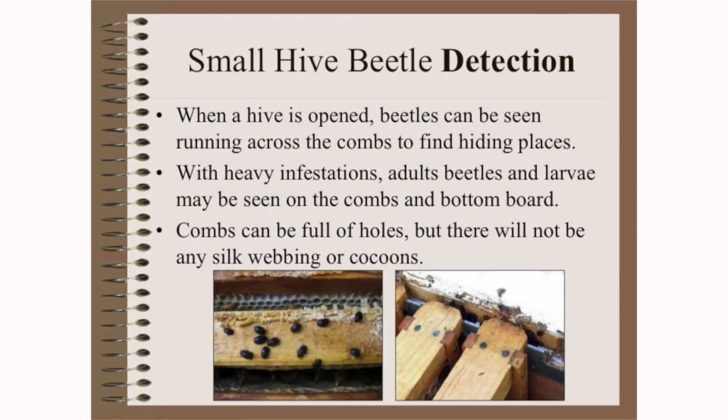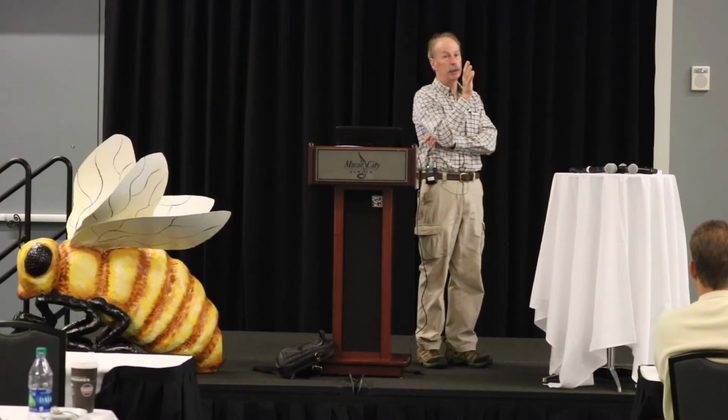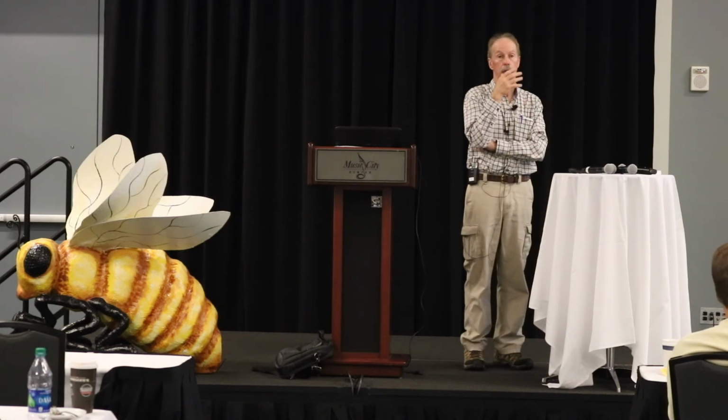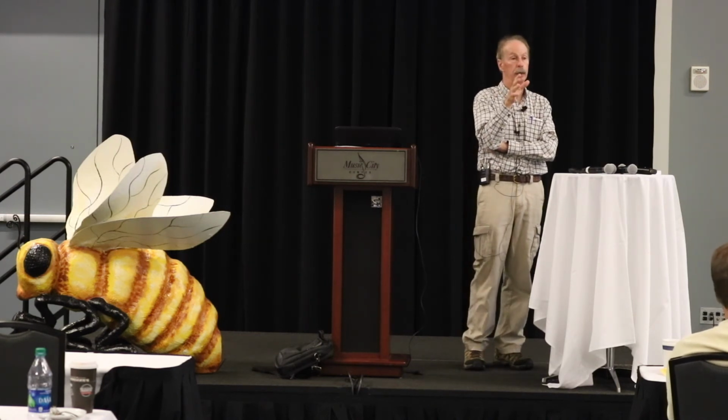So again, if you open a hive and it has a bad problem, the picture on the left is little small hive beetles congregating around. When you open that up, they'll generally scatter. They don't like the light. Here you see strong colonies, the best defense against any of these pests.